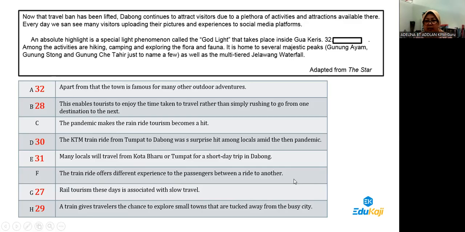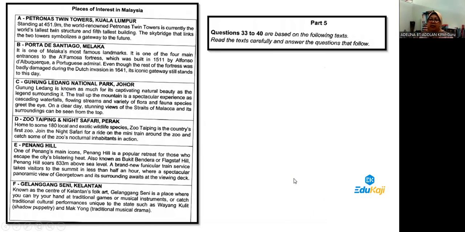Okay. Alright, let's go to the last part. Now, part 5 is the interesting part whereby students have to write down the answer. There is no more multiple choice question. Students have to actually transfer the information from one text to the question given to them, right? Now, here there are actually 1, 2, 3, 4, 5, 6 paragraphs of places of interest in Malaysia. You have Petronas Twin Towers, Porta de Santiago, Gunung Ledang National Park, Zoo Taiping, Penang Hill, and Gelanggang Seni.